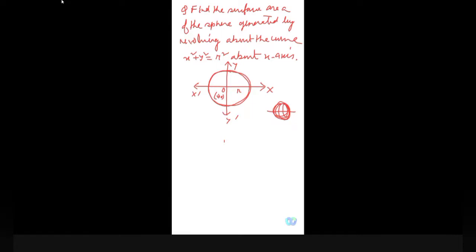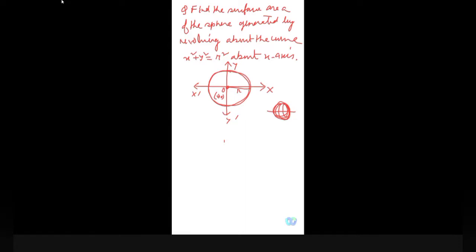If we rotate a circle, you will get a sphere. The center is at the origin and the radius is r. For a particular sphere, if the center is at the origin and the radius is r, do you know the total surface area formula? Yes, 4 pi r square. That value we are going to evaluate by some calculation.